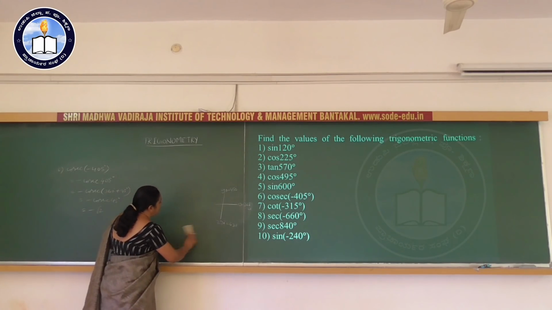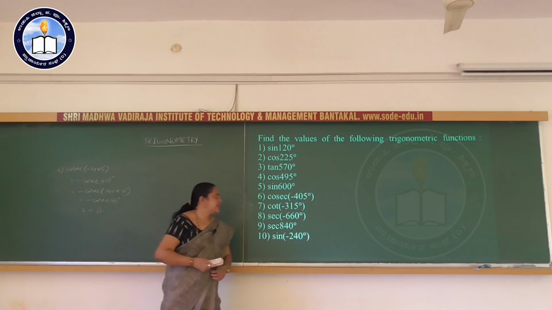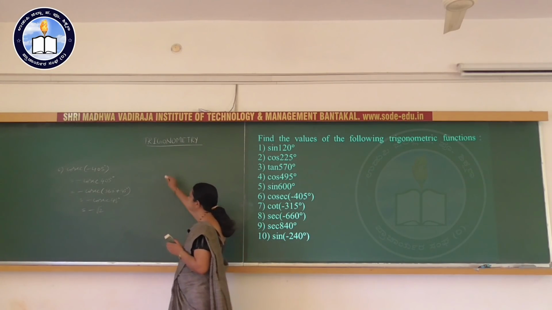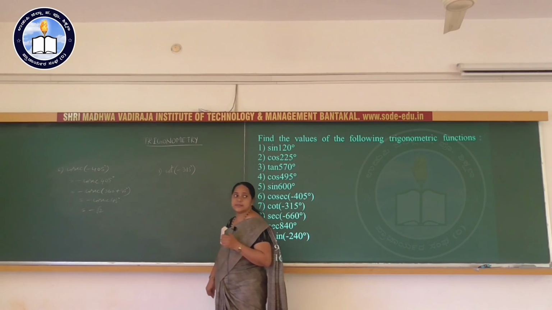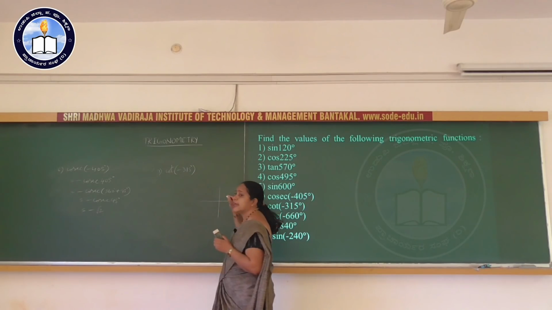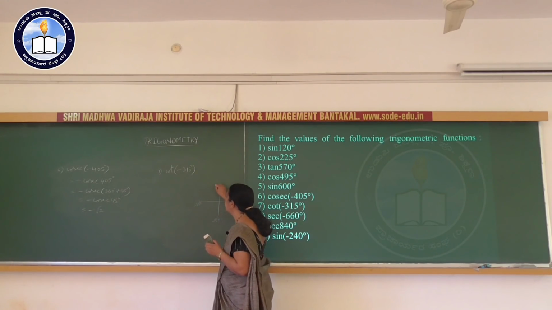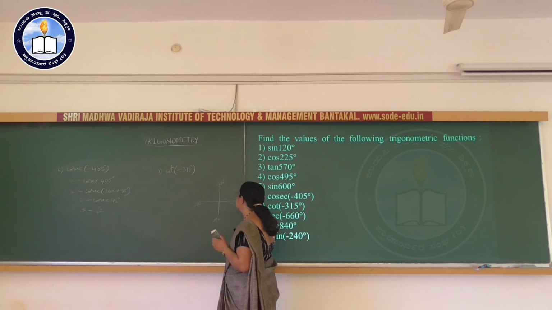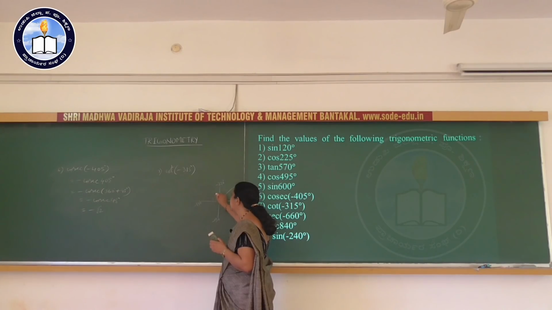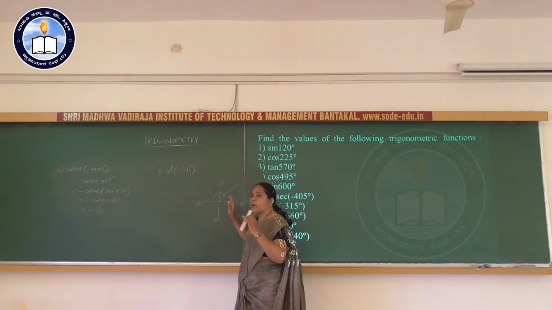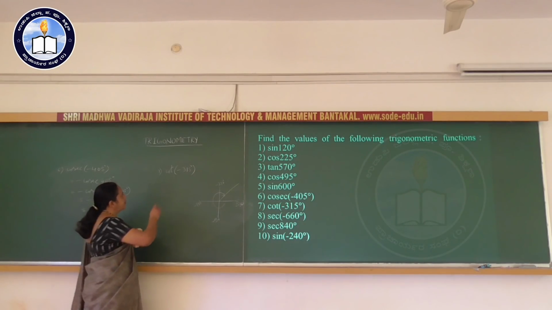Now what is the value of cot minus 315 degrees? Where is minus 315 degrees? It's in the first quadrant. 0, minus 90, minus 180, minus 270. This is the same as minus 360. So minus 315 is in the first quadrant. In the first quadrant, all trigonometric functions are positive. Therefore, the answer is positive.